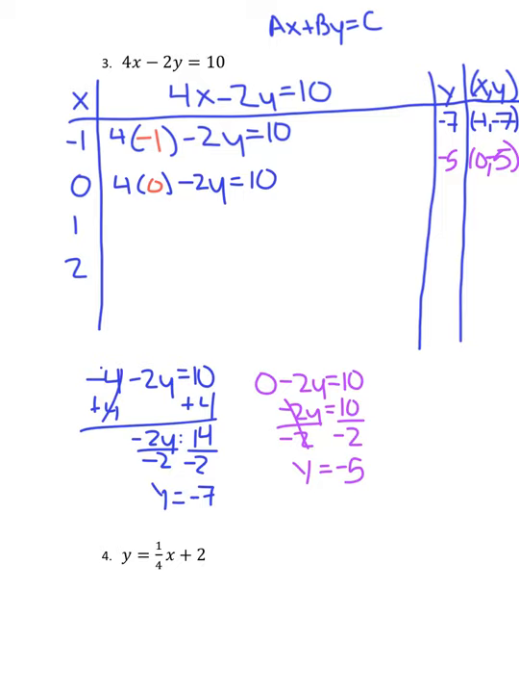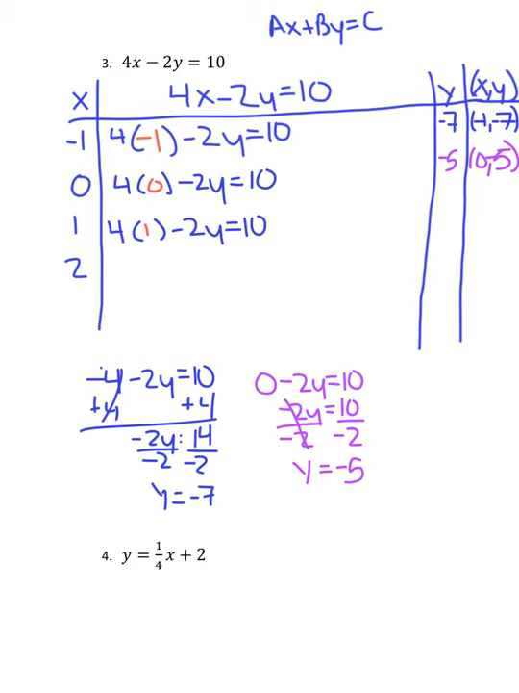Okay, then we're going to do 2 more. So we still have to do it 4 times. So I have 4 times this 1 minus 2y equals 10. Right, so I'll do this one in red. So 4 times 1 is 4.